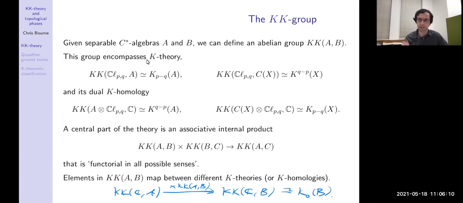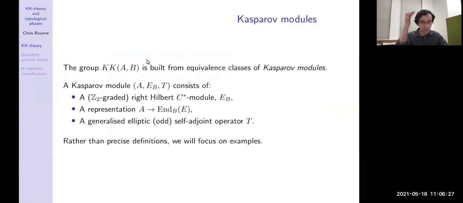So the point is, if you have an element in this group, then it really does give you a lot of flexibility to pass between different homology theories. Yeah, you can obviously do the same thing on K-homology as well. Okay, so what is this group, or how do you define this group? I'm not going to give a precise definition today, but essentially the things that build this group are these things called Kasparov modules.